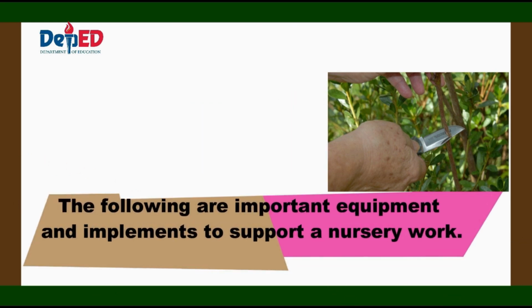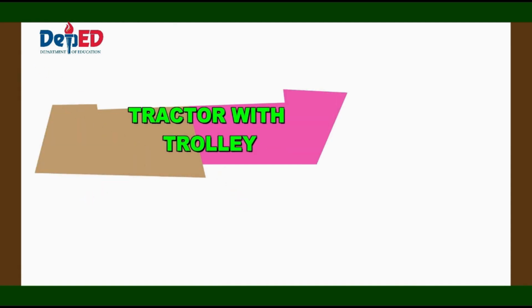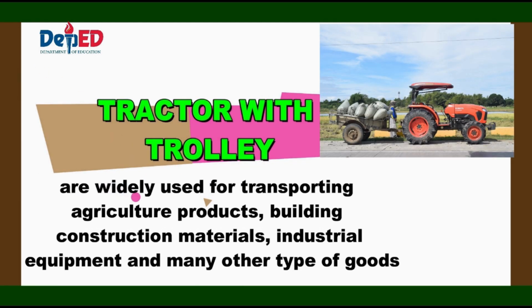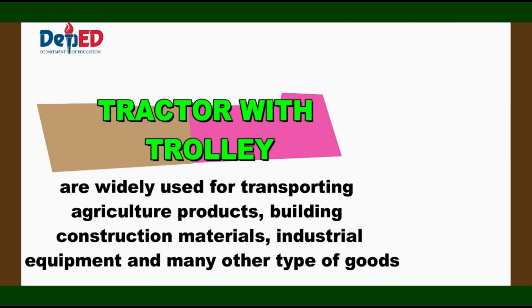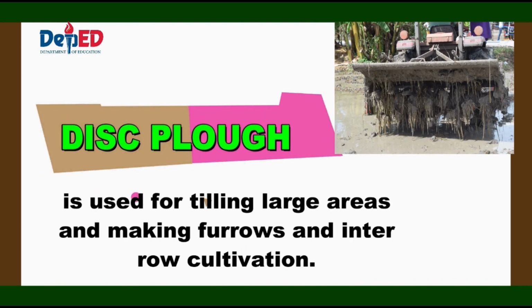Following are important equipment and implements to support a nursery work. We have tractor with trolley, widely used for transporting agricultural products, building construction materials, industrial equipment, and many other type of goods. The plow is used for tilling large areas and making furrows and inter-row cultivation.